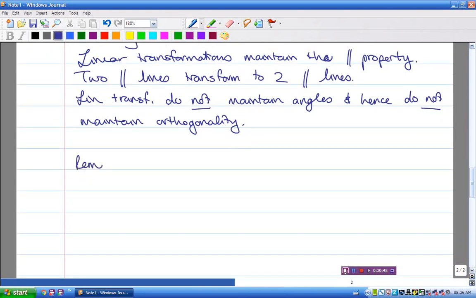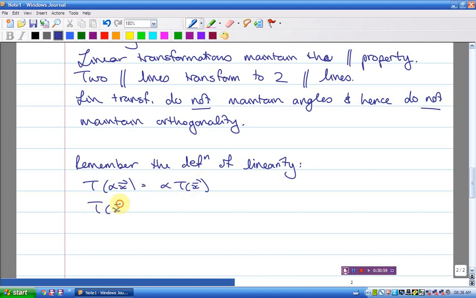Just because of this whiplash change of topic here, remember the definition of linearity. T of alpha x equals alpha T of x, and T of x plus y equals T of x plus T of y.